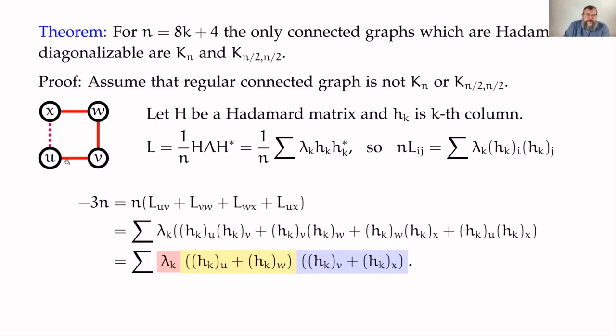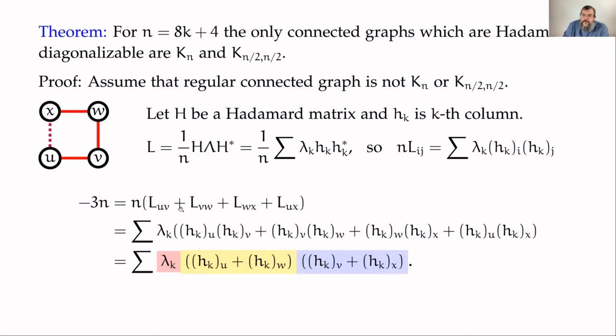So for instance, the Laplacian matrix UV, there's an edge, that's a -1. Laplacian matrix for UX, non-edge, that's a 0. So you have -1 plus -1 plus -1 plus 0. So that's -3 times n. All right, now use our little formula up here and replace each one of these entries.